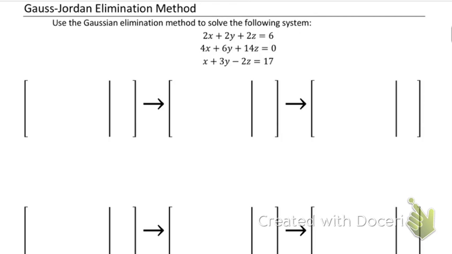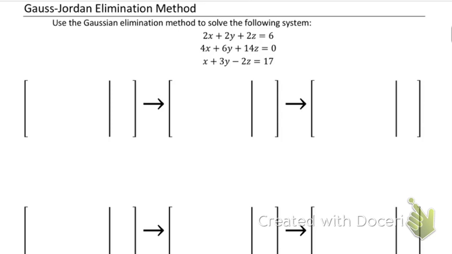This is 3 variables, but the process is exactly the same. It's just a lot more numbers that you can screw up, which is always fun. So this one we have 2x plus 2y plus 2z equals 7. We have 4x plus 6y plus 14z equals 0. We have x plus 3y minus 2z equals 17.